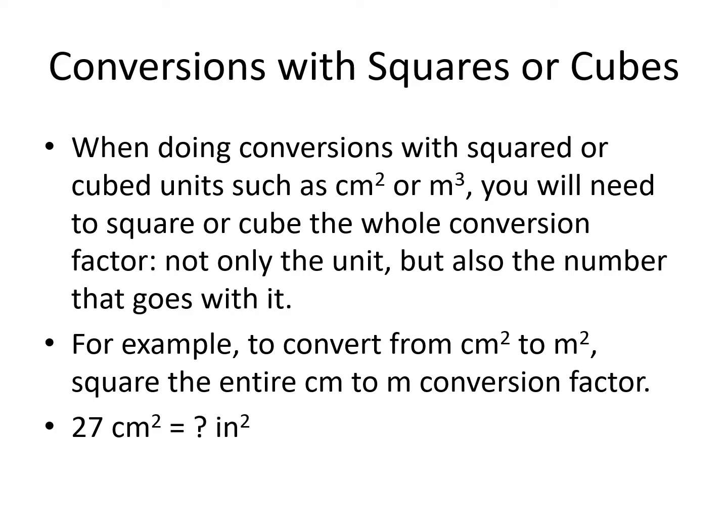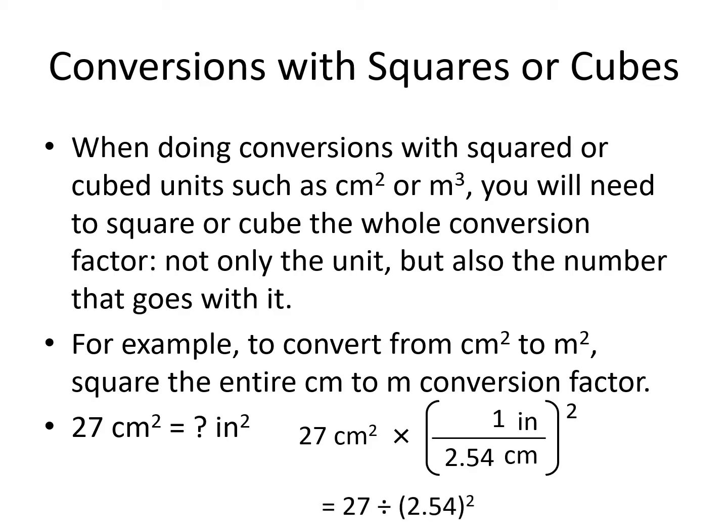For example, if we want to convert 27 square centimeters to square inches, first we start out with the known quantity, 27 square centimeters. Then we write a normal conversion factor from centimeters to inches. So centimeters goes on the bottom and inches goes on the top. We fill it in with the numbers in the equality: 2.54 centimeters equals 1 inch. Then we are going to square the whole conversion factor because we need to go from square centimeters to square inches, not just centimeters to inches. When we square the whole conversion factor, the 2.54 in the denominator gets squared. So we will do 27 divided by the square of 2.54, which gives us 4.2 square inches.